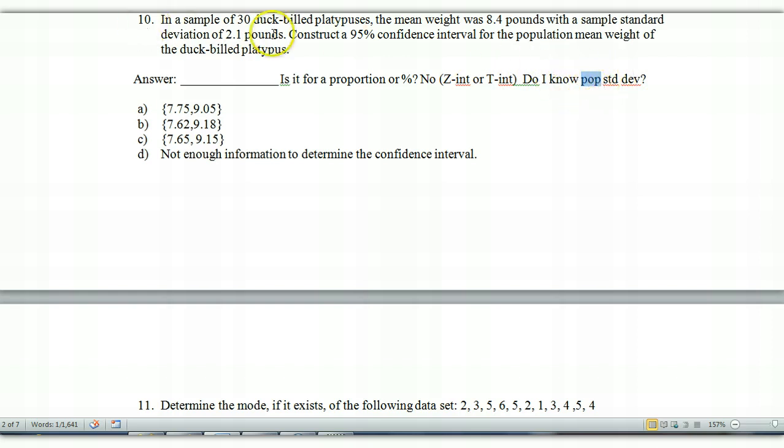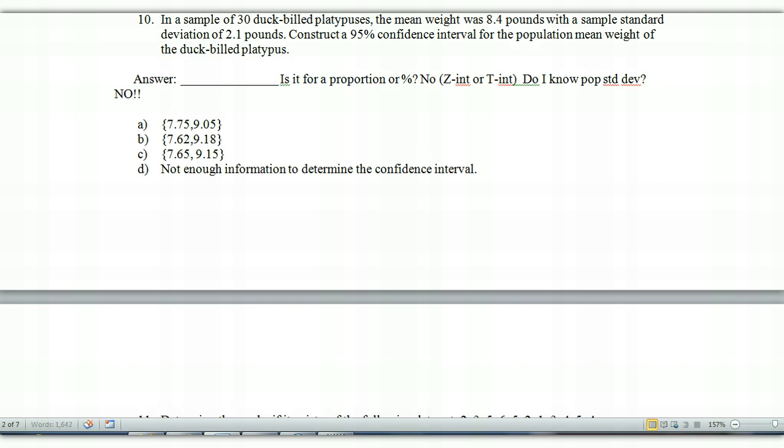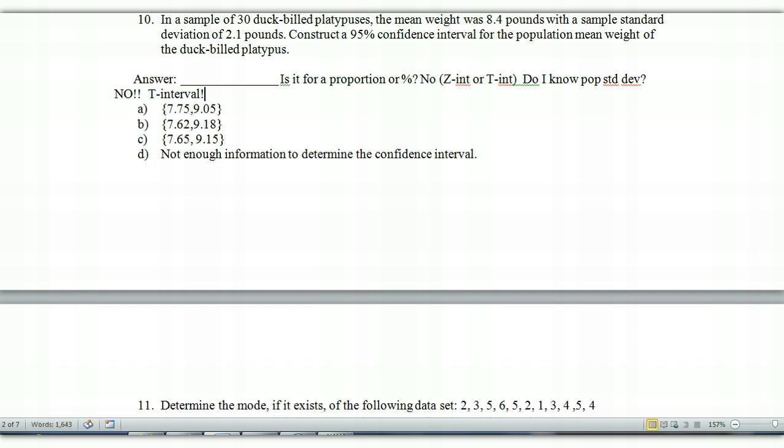Every data set has a standard deviation. It's just, is that data set a population or a sample? In this case, it's a sample of 30. It's a sample standard deviation. So we do not know. So that means that this is a T interval. If it's a Z interval, then we do know the population standard deviation. But if we don't, it's a T interval.